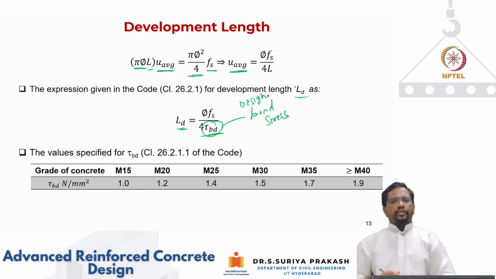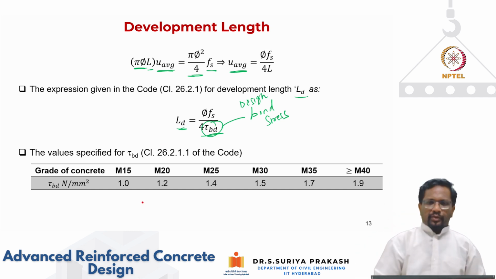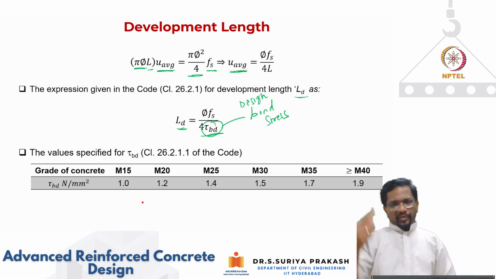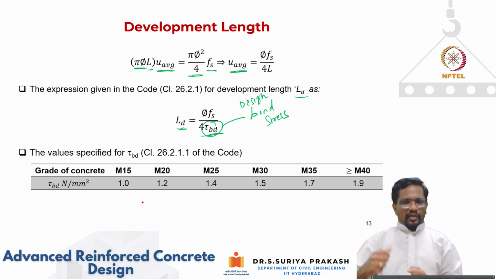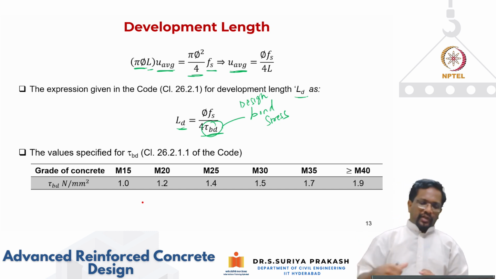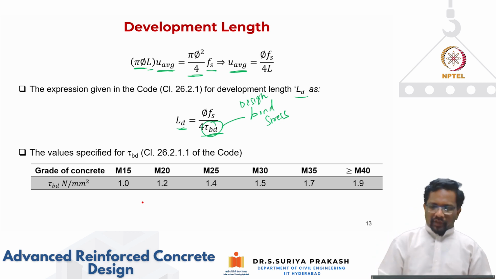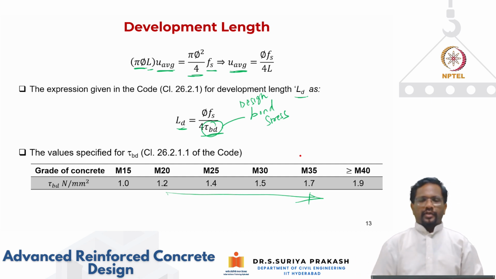Now, what are the tau BD values that are specified by the code? People have done a lot of testing, and depending upon the grade of concrete that is used, because again, it is controlled by splitting failure, and splitting is controlled by tensile strength of the concrete. So, the higher the strength of the concrete, the higher the tensile strength, and the higher your bond strength, right? That is the reason the tau BD value keeps on increasing as the grade of concrete is increasing.